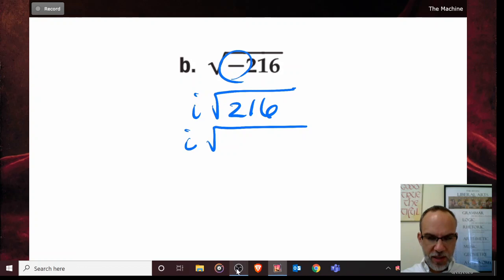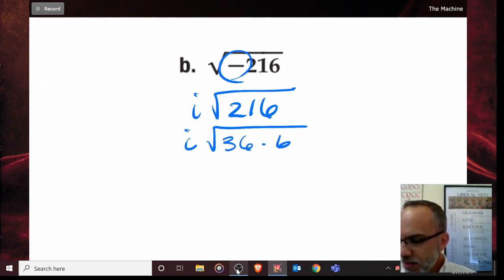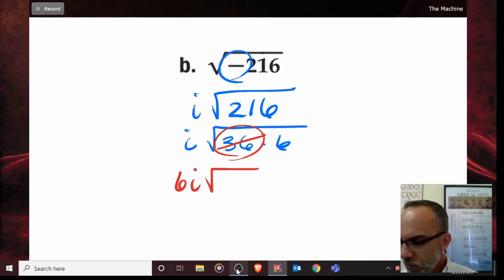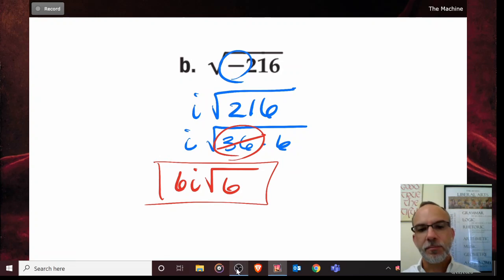216 divided by 6 squared, 36. Oh, there we go. 216 is equal to 36 times 6. Now, one of those is a perfect square. Which is it? 36. 36 comes out as the square root of 36. So what is the square root of 36? 6. So this becomes now 6i times the square root of 6. That would be as far as I can go with it.